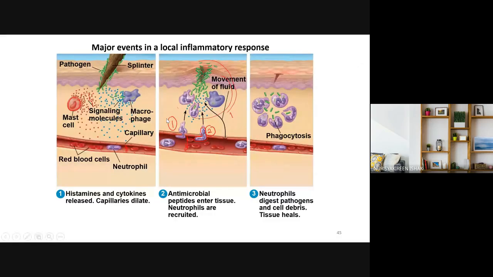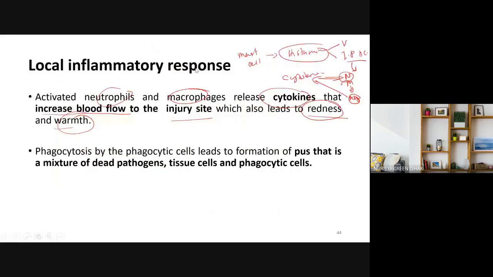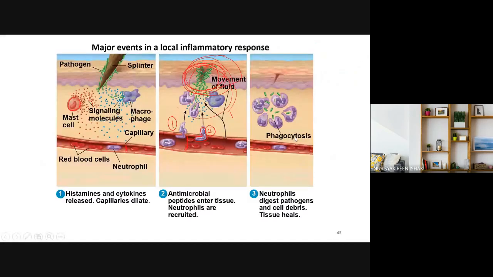So, inilah kan kawasan yang luka tu tadi tu kan ada bengkak, ada combination of white blood cells, pathogen, all the reaction inside it, kan all the fluid we call it as the pus. Okay, pus that is a mixture of dead pathogen, tissue cells and also phagocytic cell. Okay, so this is the inflammatory response. If you look at the last diagram here, number 3, neutrophil digest pathogen and cell debris and the tissue heals.